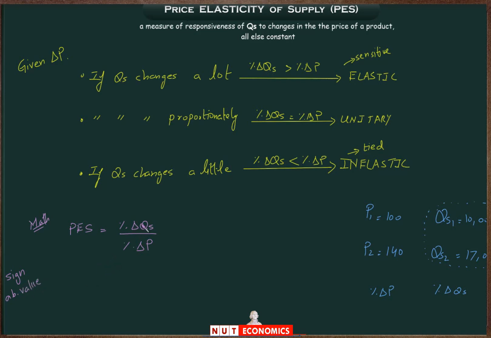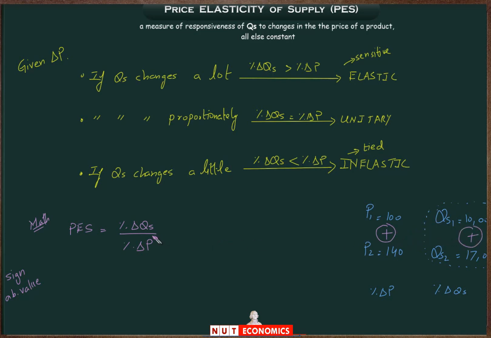As far as the sign is concerned, let's go to this example that we have built here. We are saying the price has increased from 100 to 140, and as a result, the quantity supplied is increasing. Now, as far as supply is concerned, remember the law of supply already tells us that if the price increases, the quantity supplied will also increase.